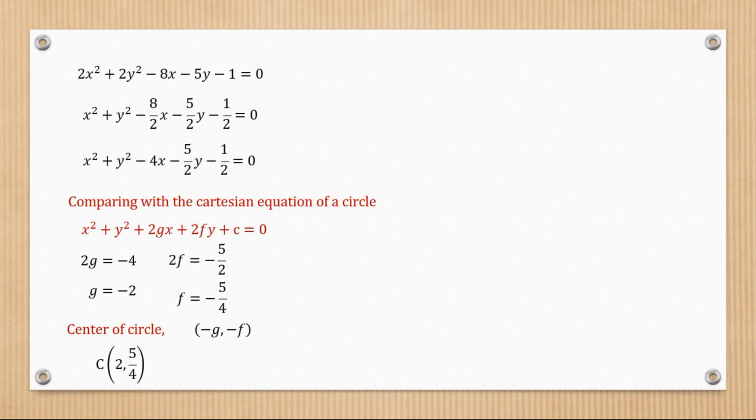Now that we know that, we can find the gradient M1, which is the gradient of the radius. We know that the point A is the point at which the tangent touches the circle, and we know that C is the point at the center of the circle, so we can use these 2 points to find the gradient of the radius.